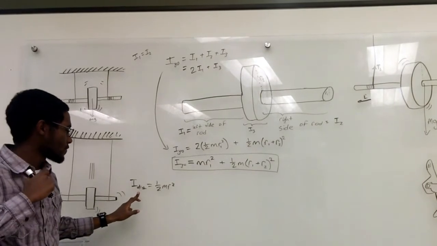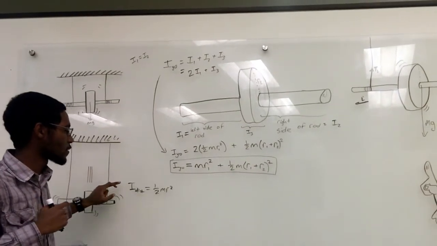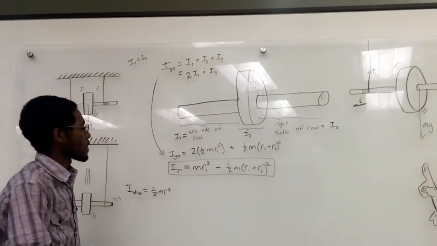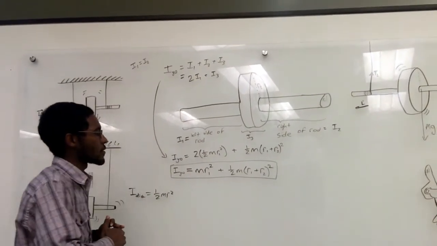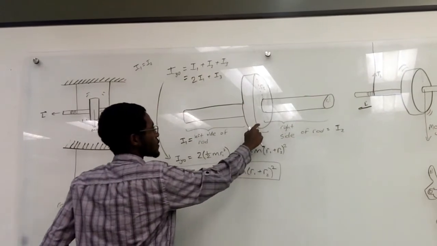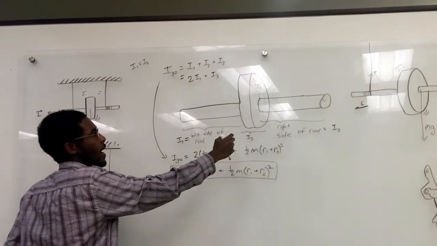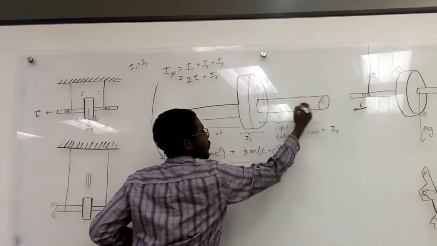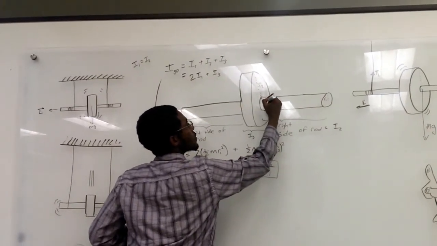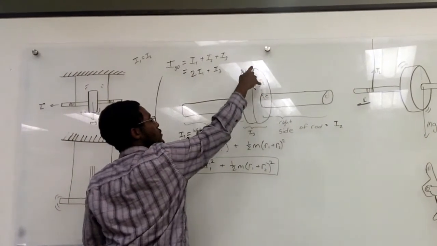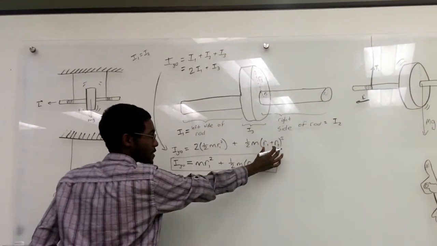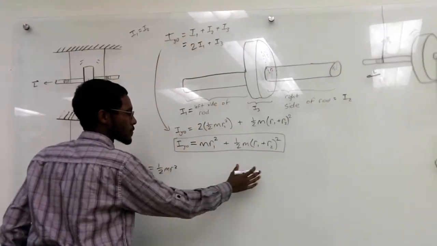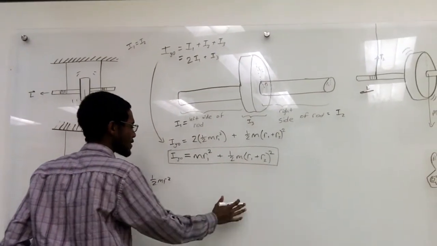Knowing the rotational inertia formula for a disc, I can just plug that in right there. And this disc here actually has a radius of this R1 plus this R2, which gives me the radius of the disc. And these twos cancel out. This plus this equals this.